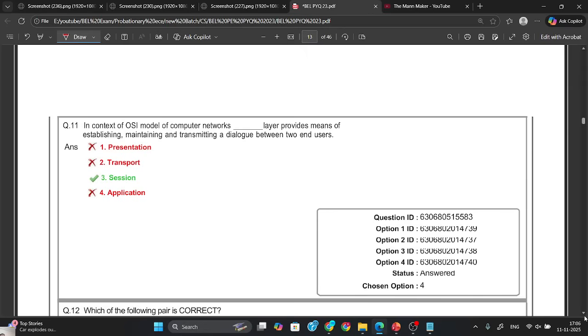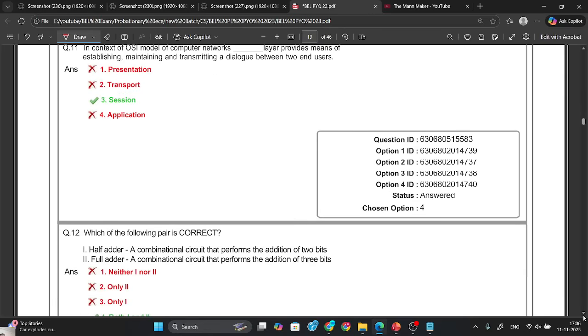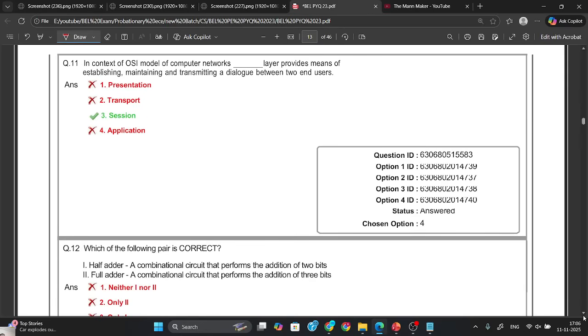Now, in context of the OSI model of computer network, dash layer provides the means of establishing, maintaining, and transmitting a dialogue between two end users. So basically, if we talk about the OSI model, we have 7 layers. First one is the physical layer.